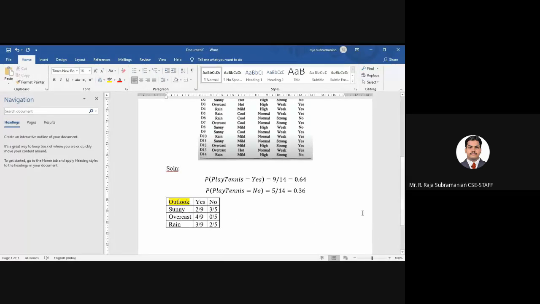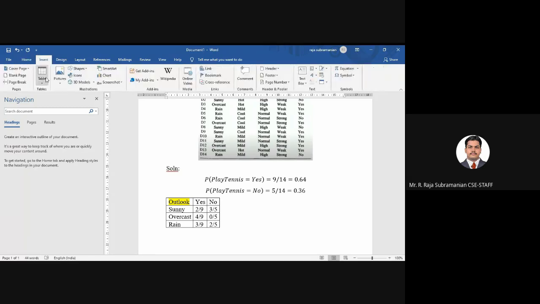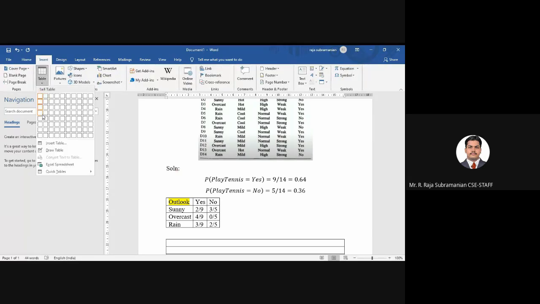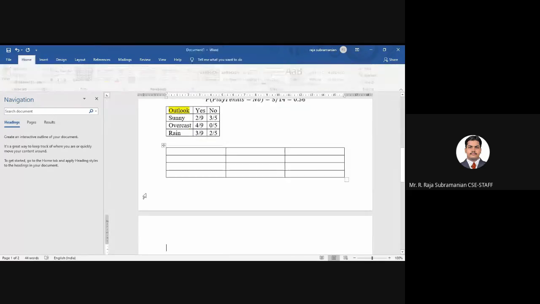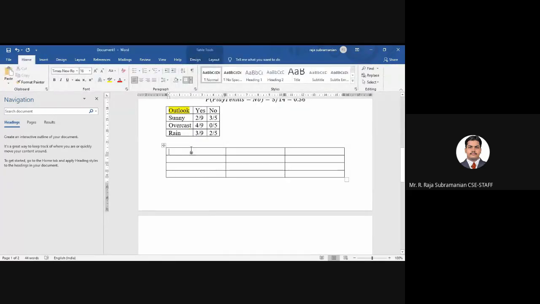Temperature. For temperature, how many temperature values are there? Hot, cool, and mild. I'll take a similar table. Hot, cool, mild, yes, no. So I'll take this table. We have the temperature ready here. And I can have the output variable, yes and no, and I can have hot, mild, and cool. I can have 3 values over here.